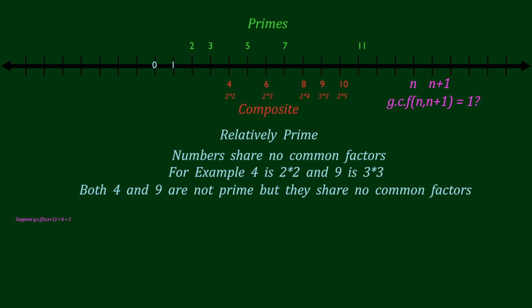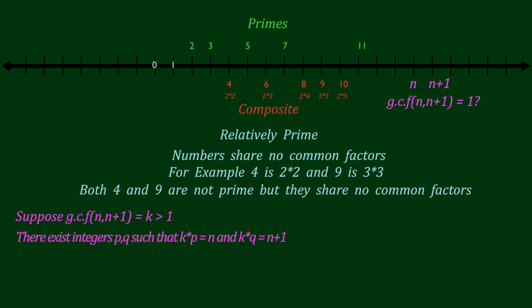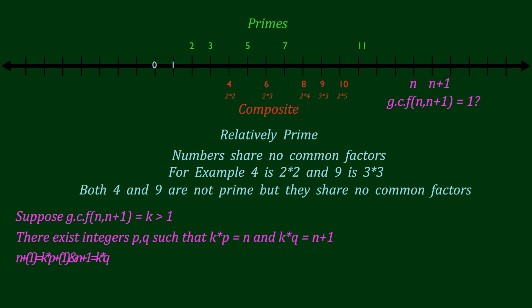Suppose that n and n+1 are not relatively prime. This means that there is an integer k that is a factor of both n and n+1, and k is greater than 1. Now, we can rewrite n to be some integer p times k, and we can rewrite n+1 to be some integer q times k. Adding 1 to n and 1 to p times k, we get that n+1 equals p times k plus 1, and n+1 equals q times k.